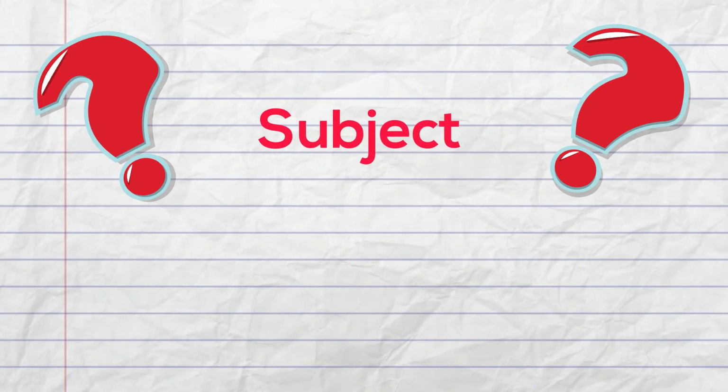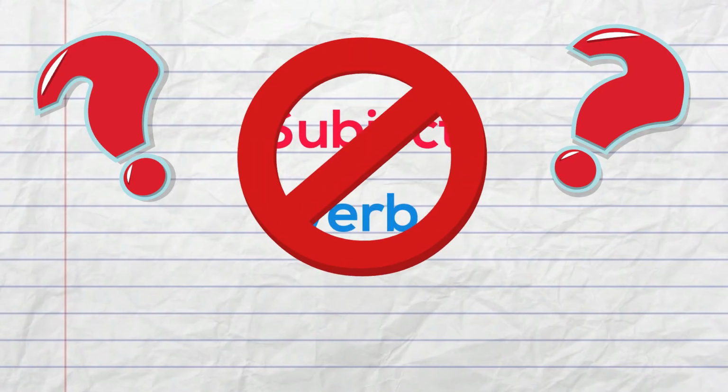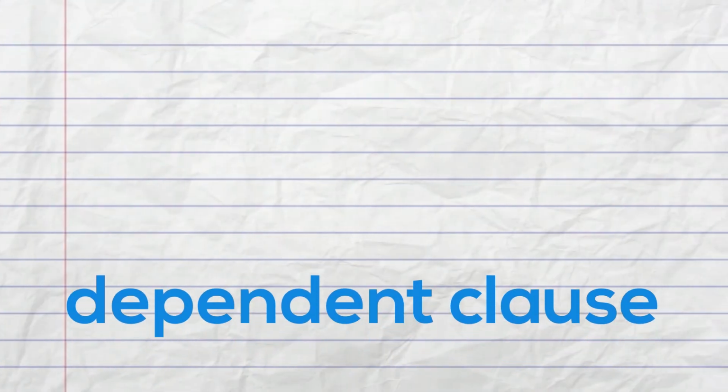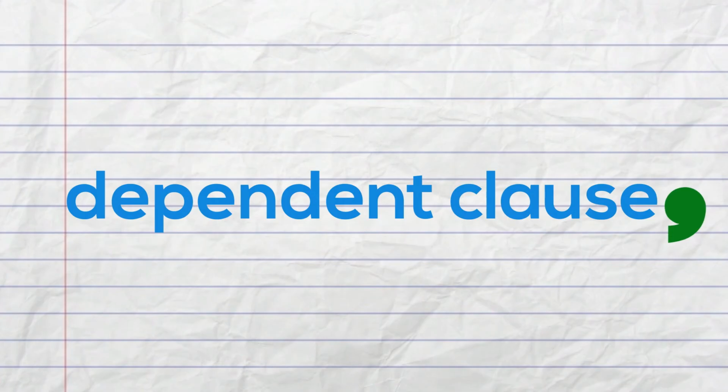A subject and verb can never be part of a dependent clause. You will need to add a complete sentence to the end of this fragment to express a complete thought. But make sure to put a comma at the end of this dependent clause. Whenever you introduce a sentence with a dependent clause, there will be a comma after the dependent clause.